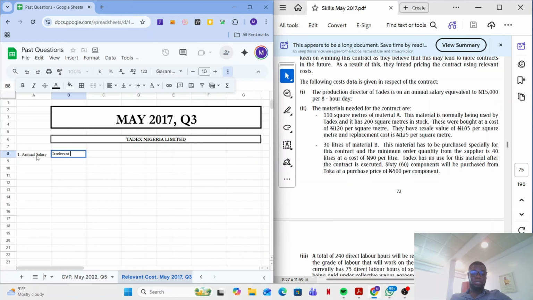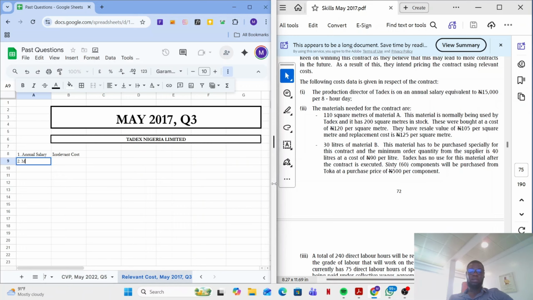The second one is, and I'm doing this breakdown so that you can understand the costs that we're going to be working with or not. The materials needed for the contract are 110 square meters of material A. The material is normally used by Tadex. It has 200 square meters in stock. These were bought at the cost of 120. So they have this particular material in stock already, and it has a resale value.